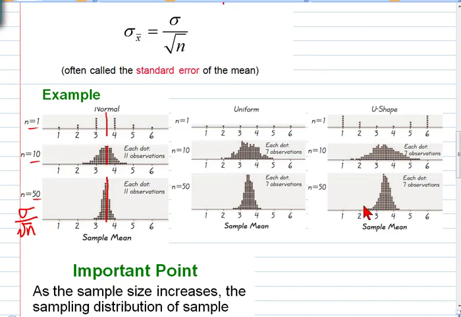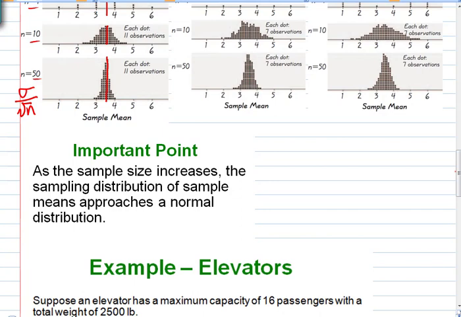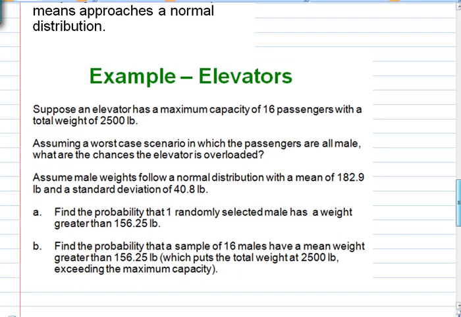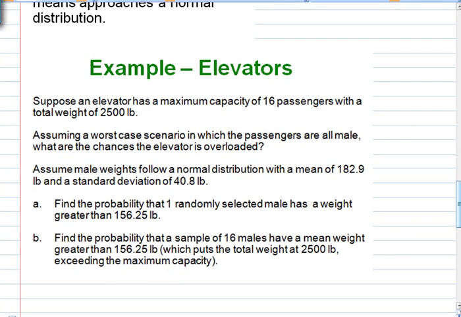As our sample size gets larger and larger, the distribution becomes more normal. An important point: as the sample size increases, the sampling distribution of a sample mean approaches a normal distribution. Here's an example problem that I like to use that I think makes this concept of sampling distributions make sense.